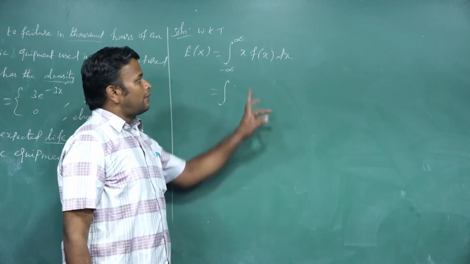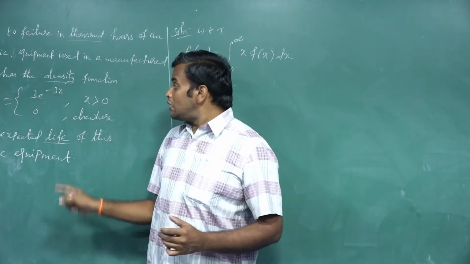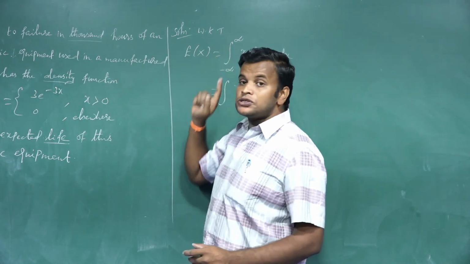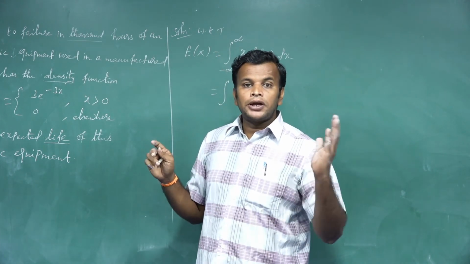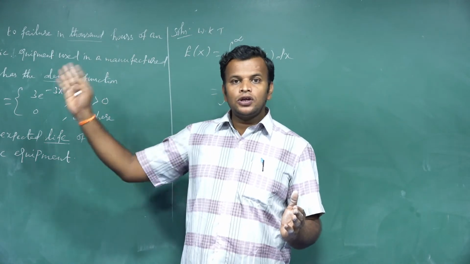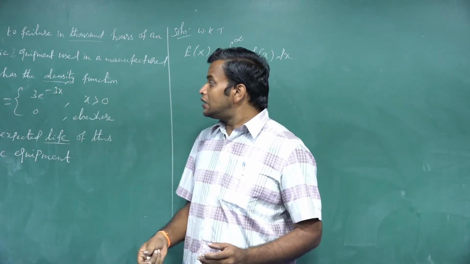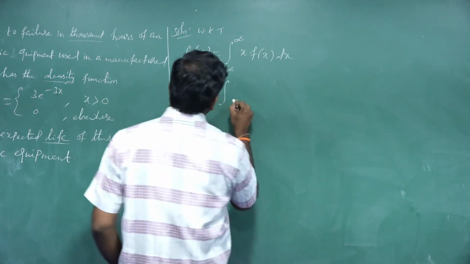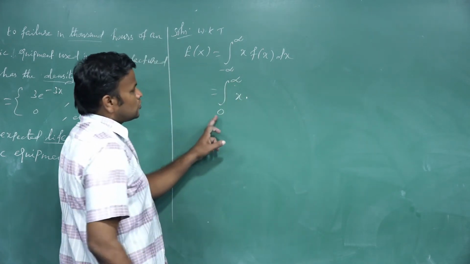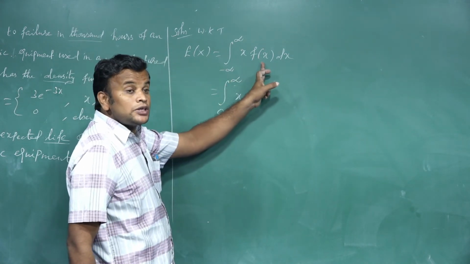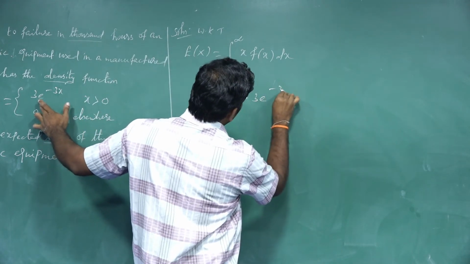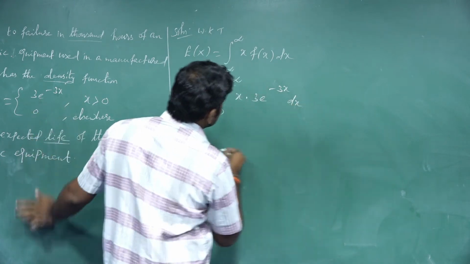But our f of x is possible only when the value of x is greater than 0. So minus infinity to plus infinity, how to change? From minus infinity to 0, in this interval our f of x value is 0. From 0 to infinity, f of x value is 3 e power minus 3x. So in this interval, f of x is defined as 3 e power minus 3x dx.